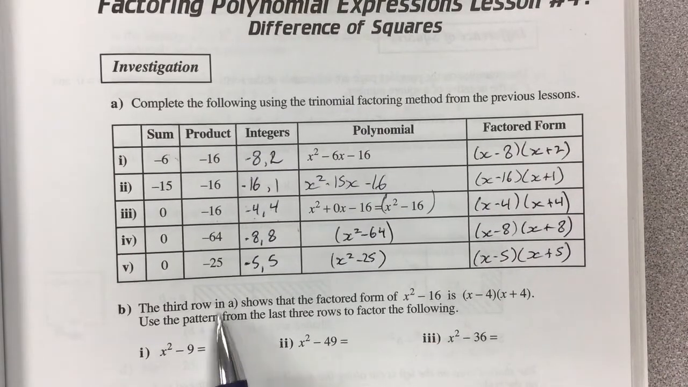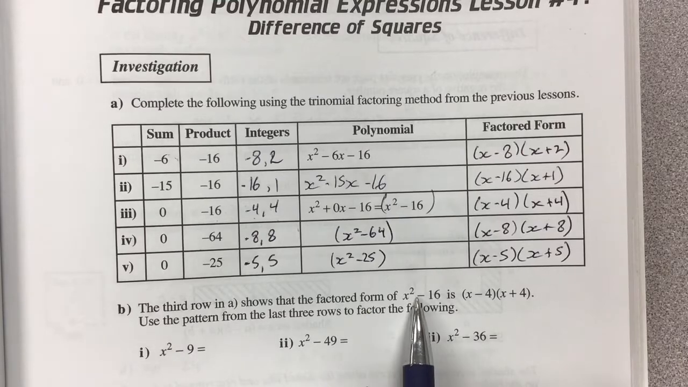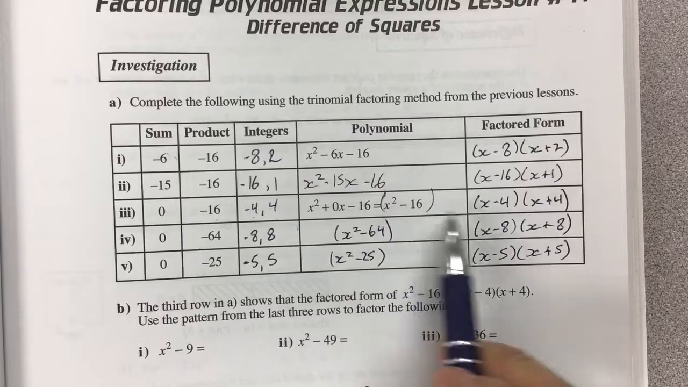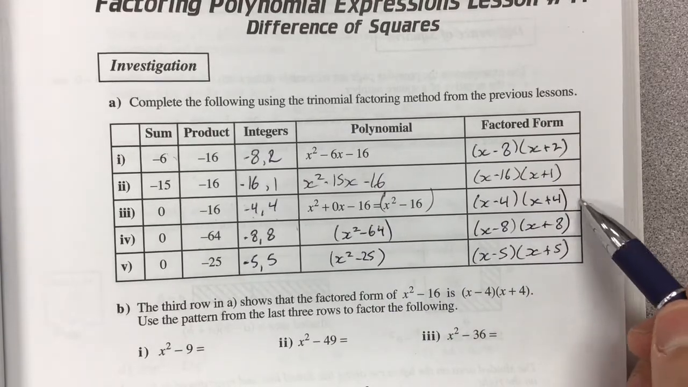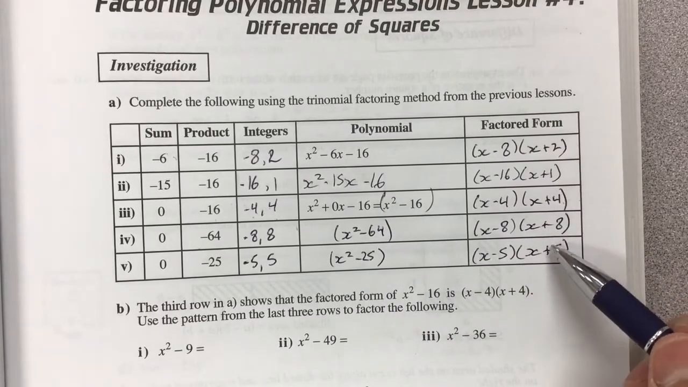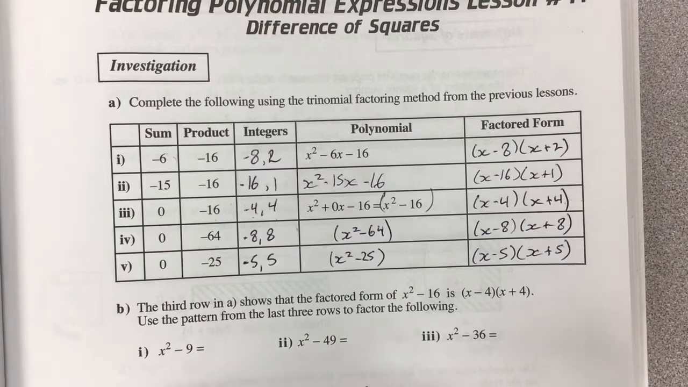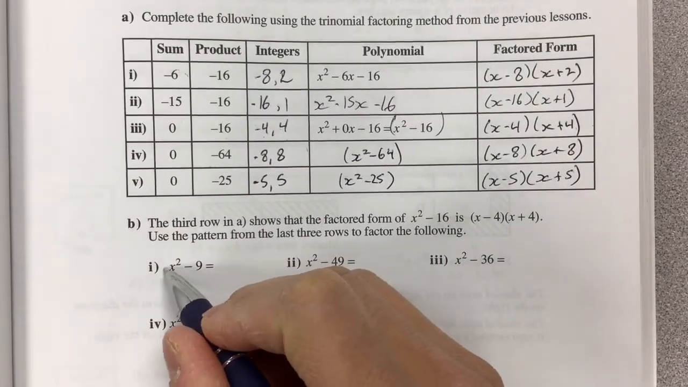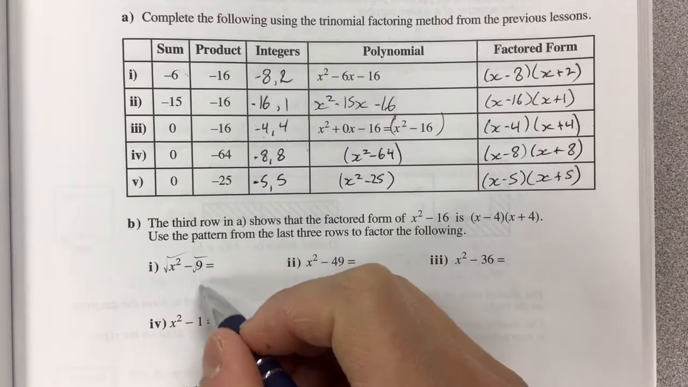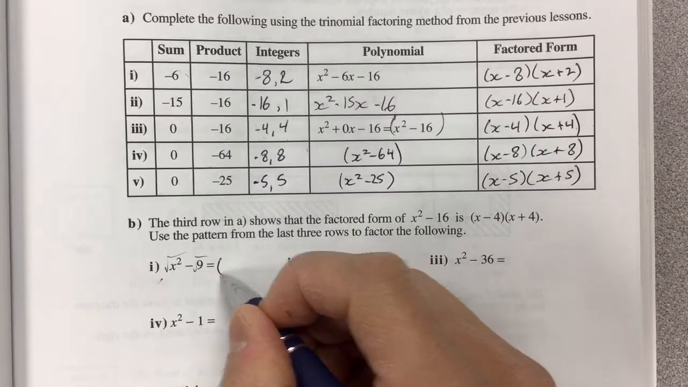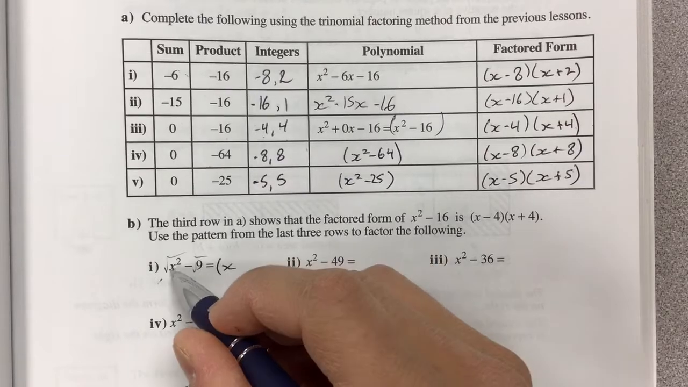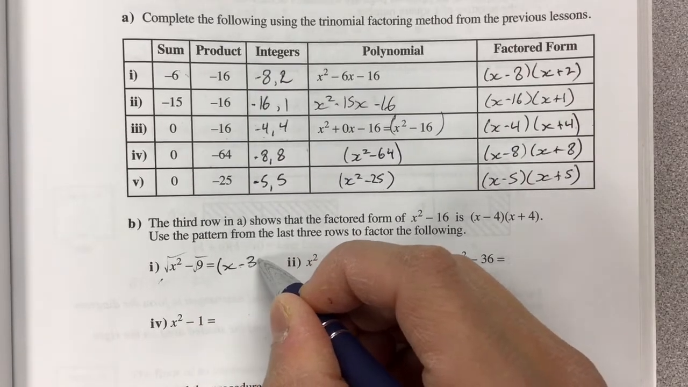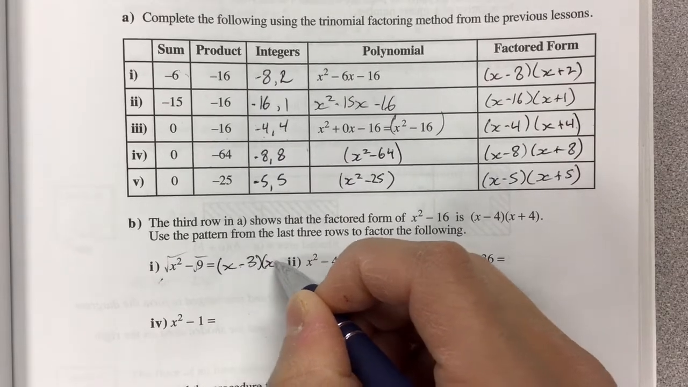So the third row in A shows that the factored form of x squared minus 16 is x minus 4, x plus 4. We want to use the pattern from above that emerged in the last 3 examples to factor the following. And so all we're doing is we're taking the square root of this, and when we do that, we would get x, since the square root of x squared is x, and the square root of 9 is 3. But we're also going to have x plus 3.